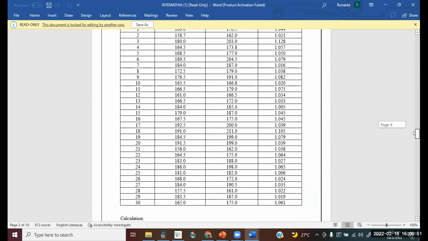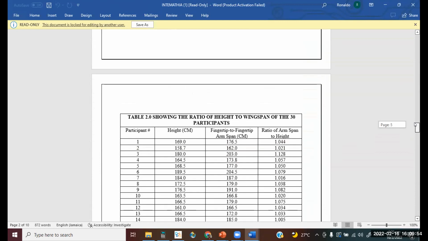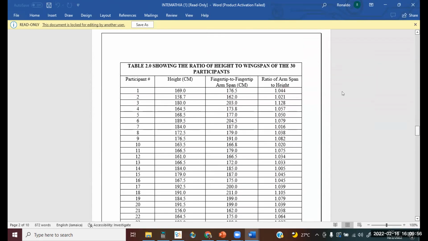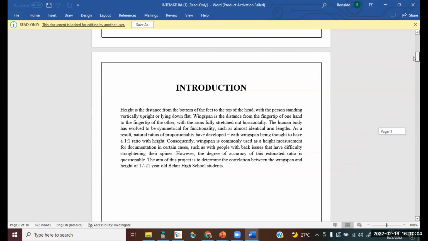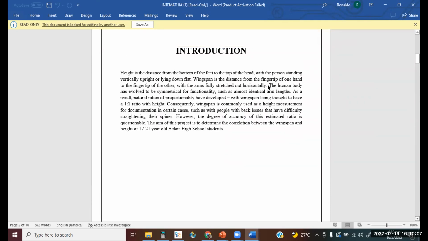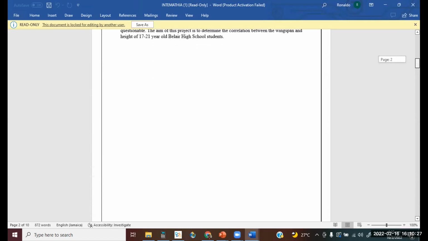So we're good now. Here are all our tables right here. Let me just look back again. We're looking at the wingspan to height ratio, whether the human body evolved with such proportionality, the correlation between wingspan and height. Very good. So we're looking at wingspan versus height.